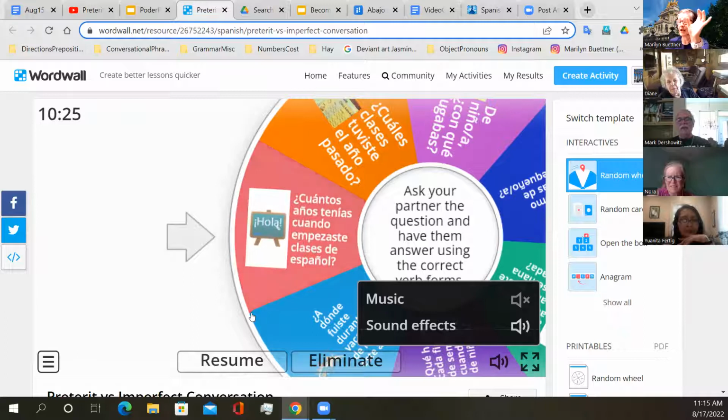Bien, so the tenía needs to stay tenía because it's a description of my age in the past. And for a description of age in the past, you don't need to decide whether to use preterite or imperfect. Description of age in the past, boom, imperfecto, that's all it can be. Okay, so it's got to be a slight tangent here.